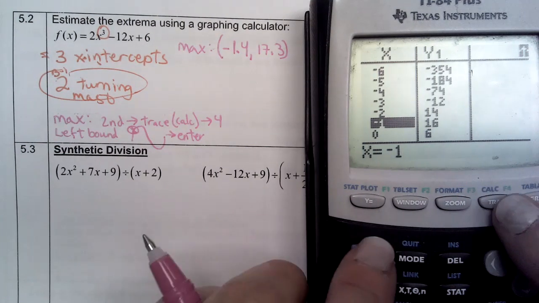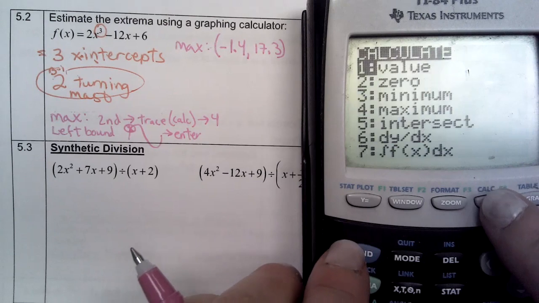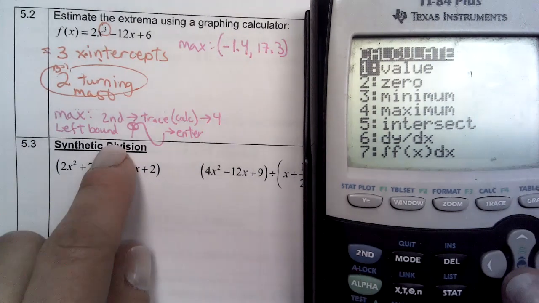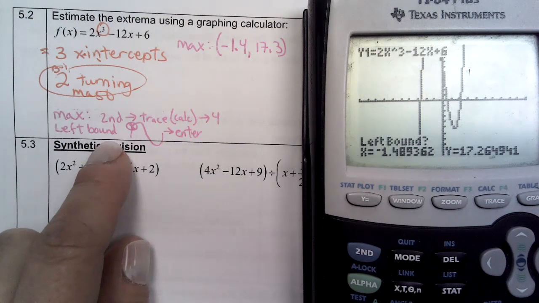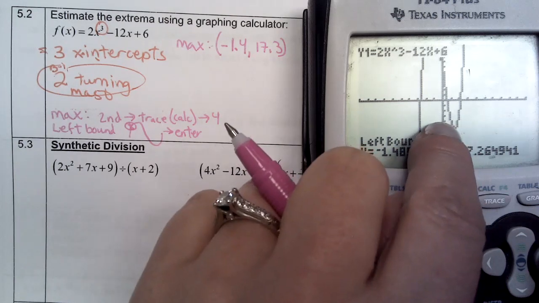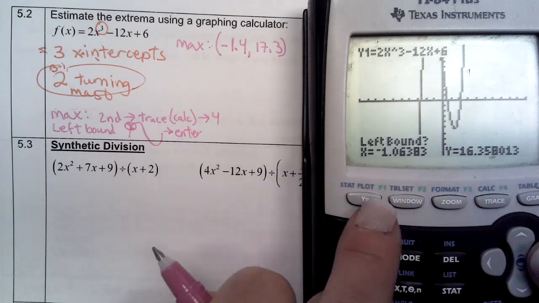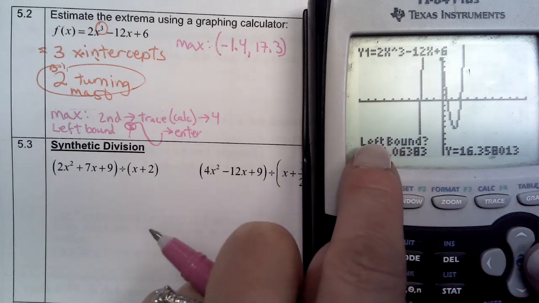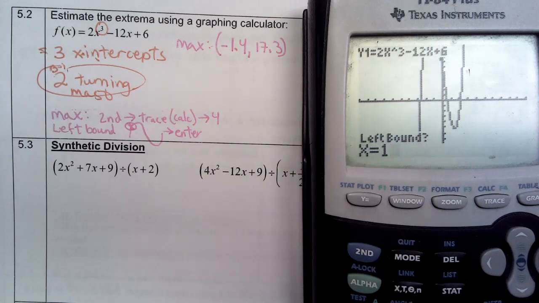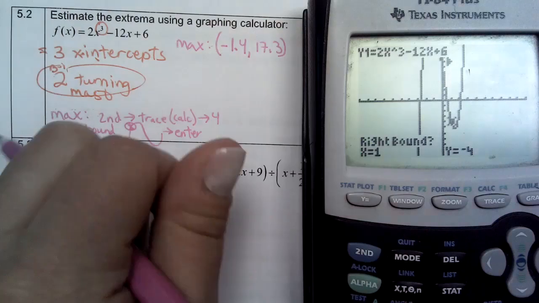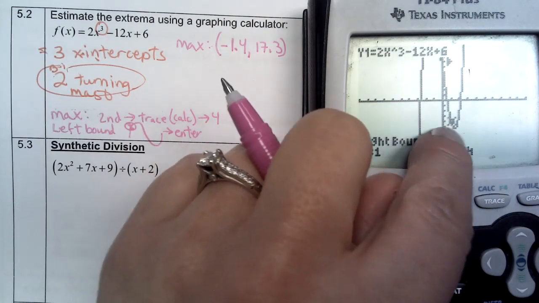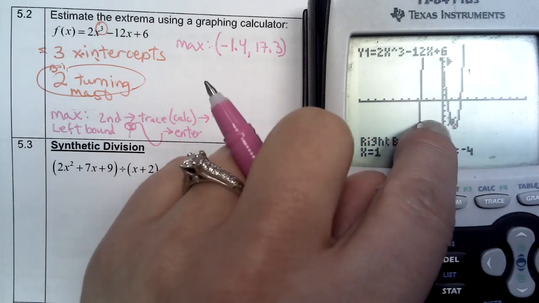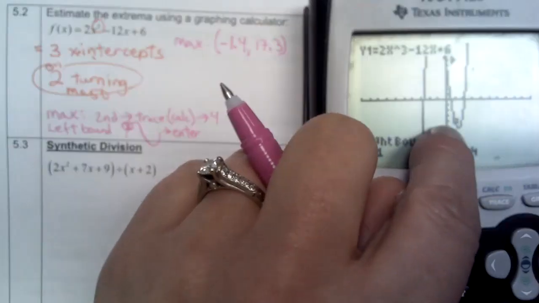So now we're going to go to second trace, and we're going to do the same exact thing with our minimum. We're going to choose number 3, or scroll down to number 3, and hit enter. Okay, so now my minimum is here. I need to scroll to the left of it, and you can put an X value in here too. So I could put X equals 1, enter, and it puts my left value there. But you have to be careful, because you see how close I was to that. If I was a little bit too far off, then it wouldn't find my minimum down there.